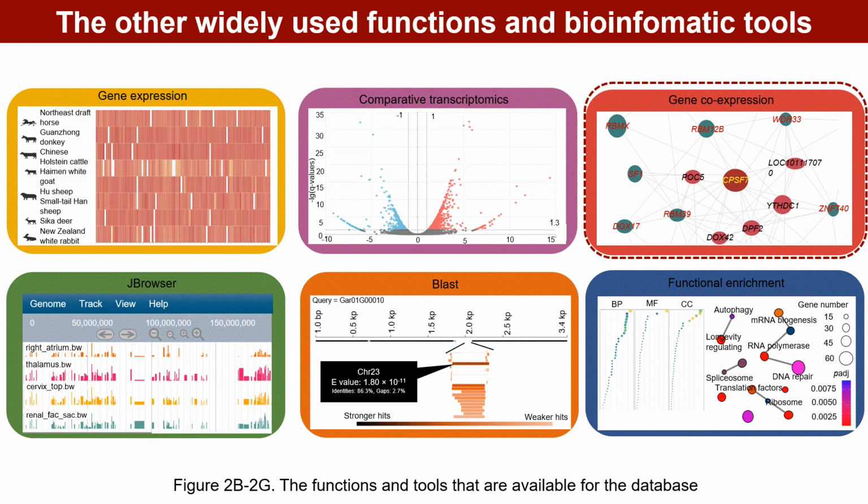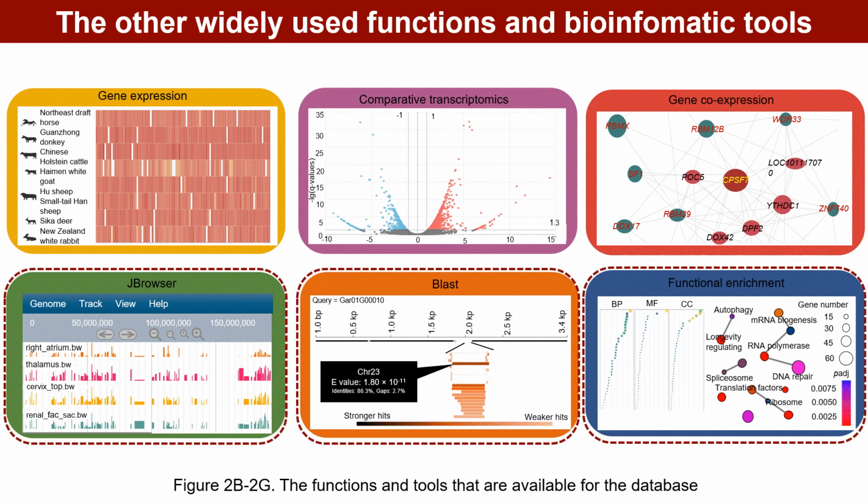The tool panel provides extra bioinformatics tools. JBrowser Viewer generates a graphical overview of the newly generated RNA-seq datasets. The Blache tool enables users to interrogate and download reference sequences. The GO and KEGG enrichment function allows analysis of gene function to explore the biological roles and pathways associated with target genes.